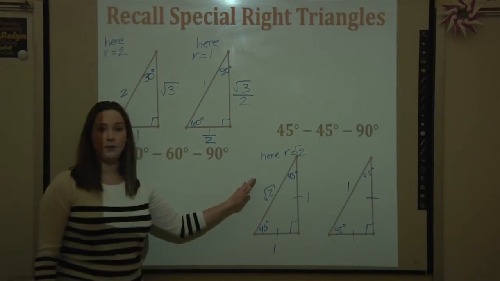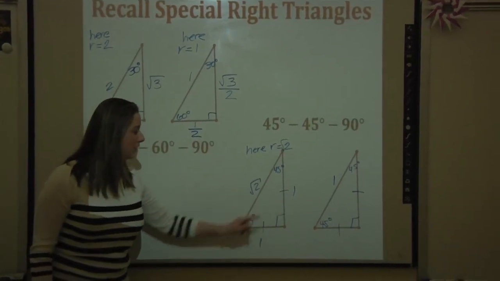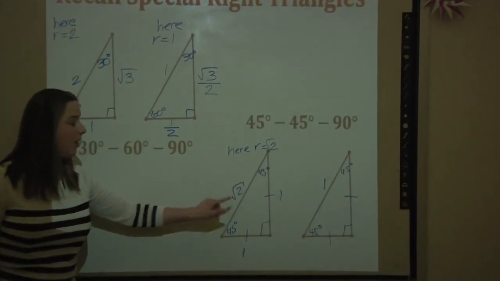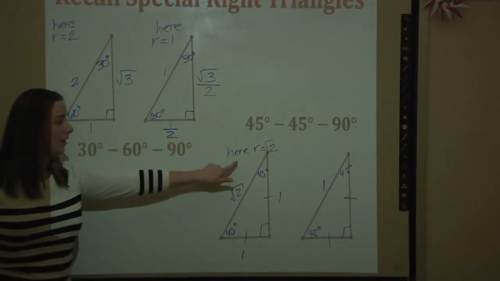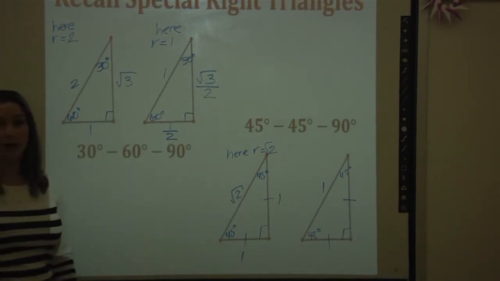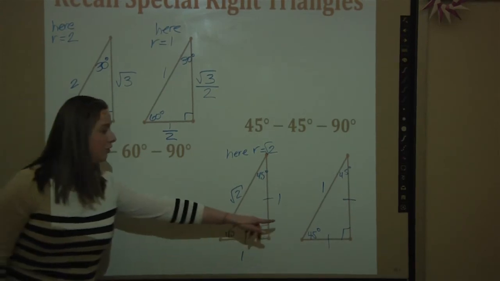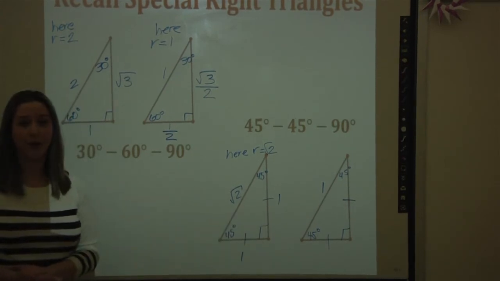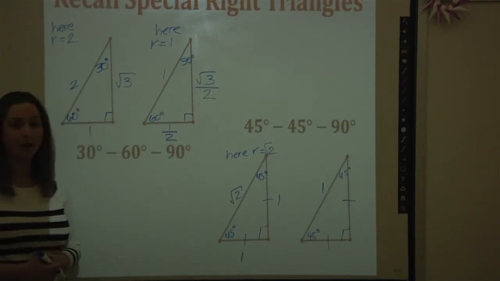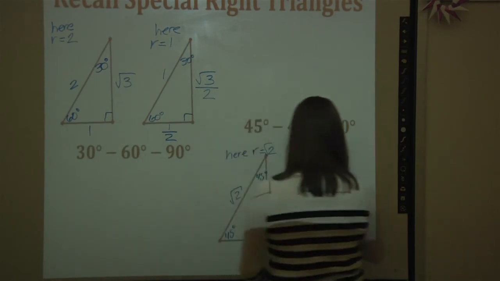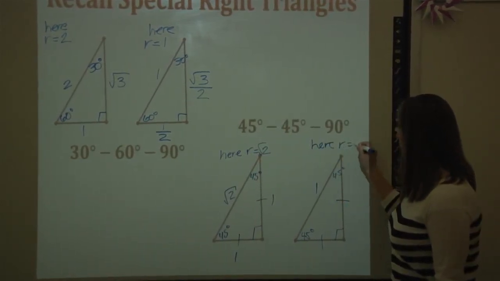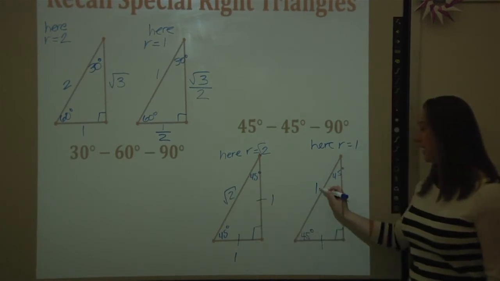Same goes for the 45, 45, 90. We have our isosceles triangle where the legs are 1 and the value of the hypotenuse is radical 2. Here, r equals radical 2. We want r to equal 1. So again, how can we make this triangle have a radius of 1? We want to make this value 1 so we can divide each of the sides by radical 2. Here, r equals 1. Radical 2 divided by radical 2 is 1.